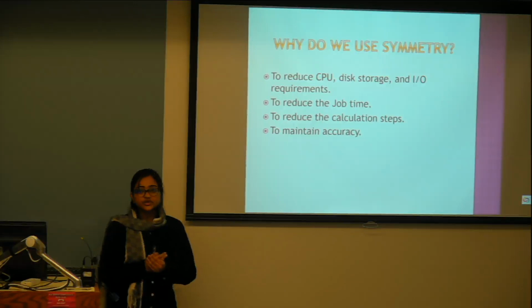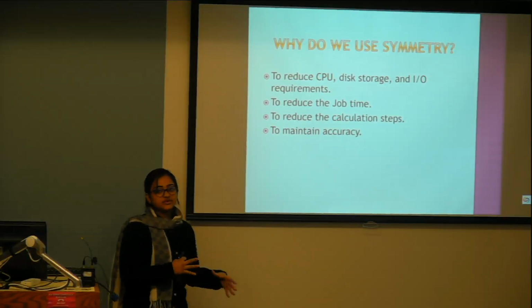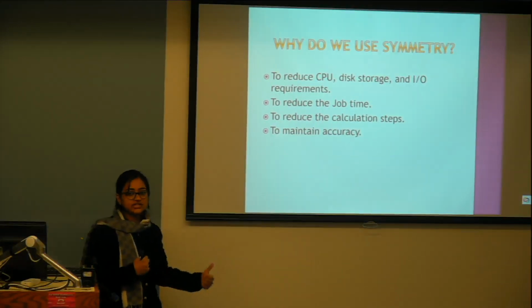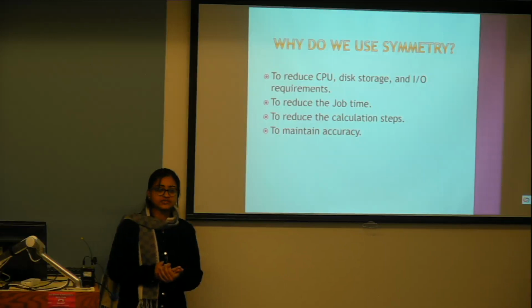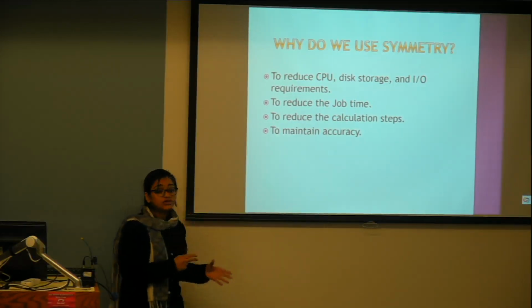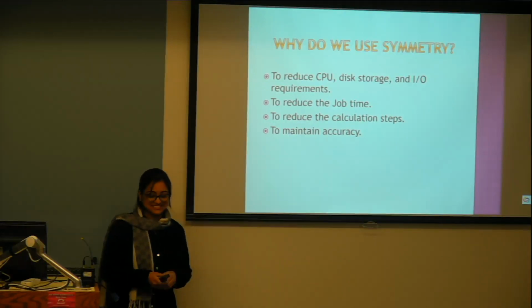So why do we use symmetry in Gaussian? It reduces the CPU, the disk storage, and the input-output requirements, and it reduces the job time, as we've seen. It reduces the calculation steps, and finally, it maintains accuracy. We can only apply it for molecules that have symmetry.